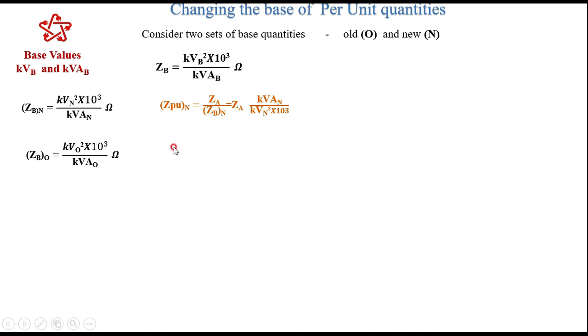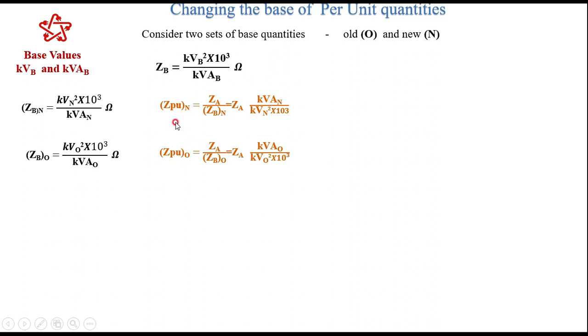Then Z per unit old is once again ZA by ZBO, and ZA as it is. ZBO I can substitute this value, then what I am getting here is kVA old divided by kVO square into 10 raised to 3.